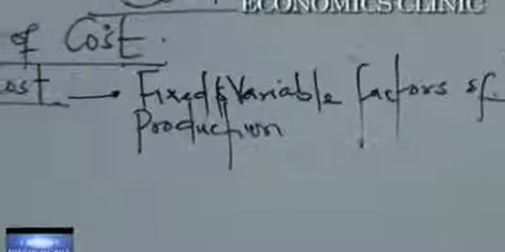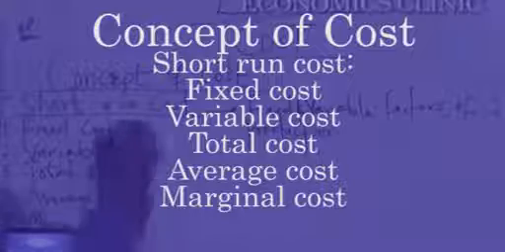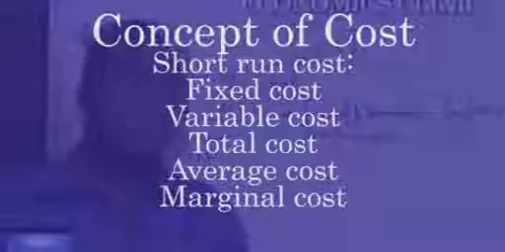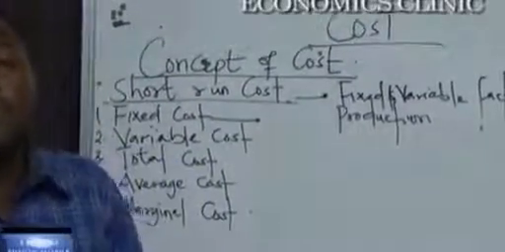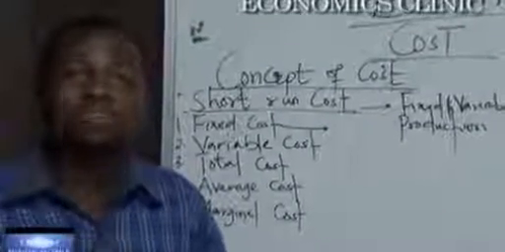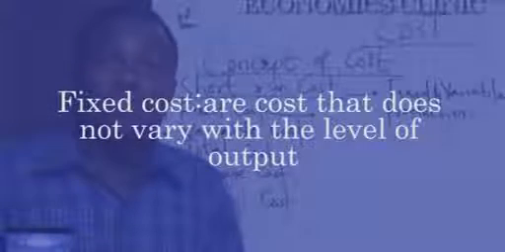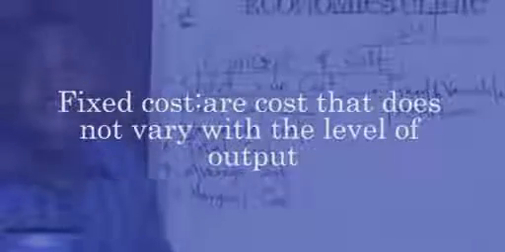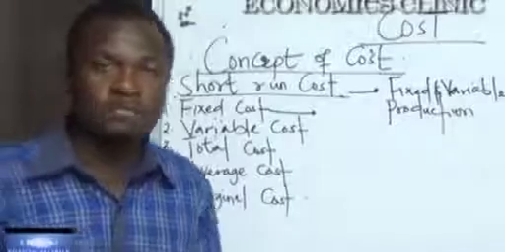short run cost. For this course, we'll be looking at these subtopics. Number one is the fixed cost. What is fixed cost? Fixed costs are costs that do not vary with the level of output. In fact, sometimes people refer to them as the costs that cannot move. They are so fixed that they cannot move, but their application in cost is very important. In fact, fixed costs determine how far or the strength of a production process.